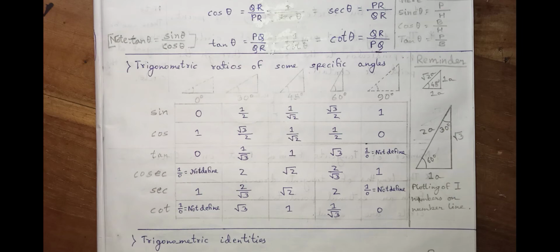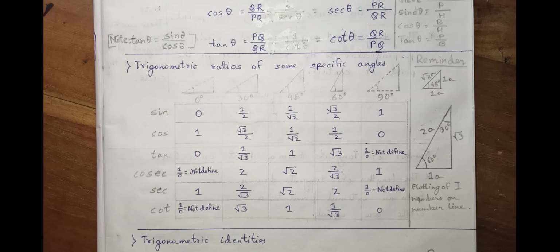Now sine 90 degree. Here you can see the hypotenuse and the side opposite have the same measurement. Can you get it? Whereas the adjacent side has no unit measurement. Got it? So since the side opposite and the hypotenuse have the same measurement, it is 1. Sine 90 degree is 1.